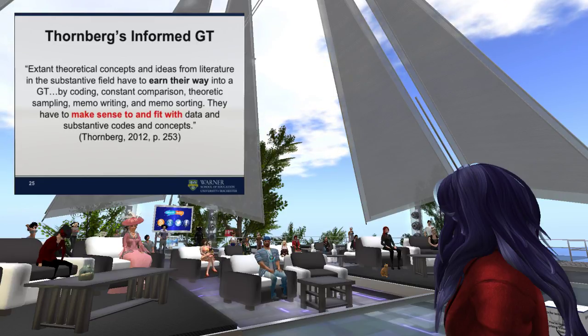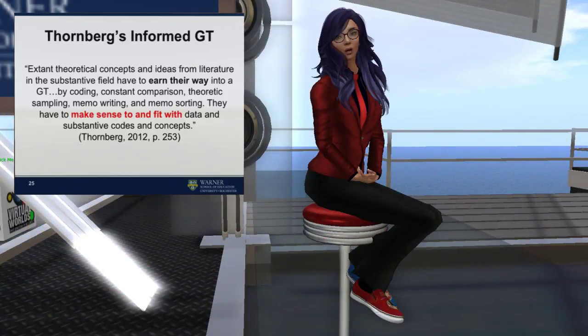As such, and I'm going to quote here, extant theoretical concepts and ideas from literature in the substantive field must have to earn their way into a grounded theory by coding, constant comparison, theoretical sampling, memo writing, and memo sorting. They have to make sense to and fit with data and substantive codes and concepts. So it has to fit. And if they did, I could adjust and incorporate these terms and pieces into my theory. But if they didn't fit, I had to reject the theory in favor of my own findings.